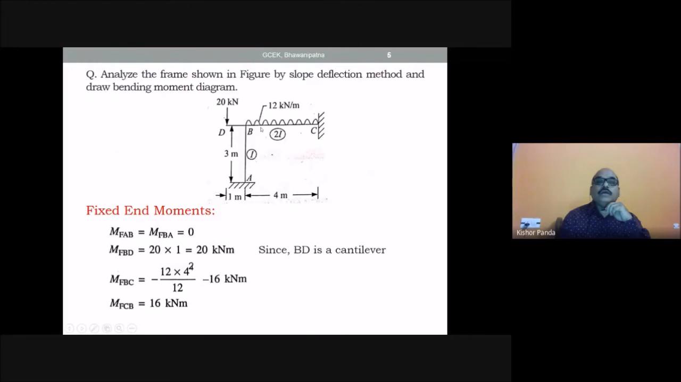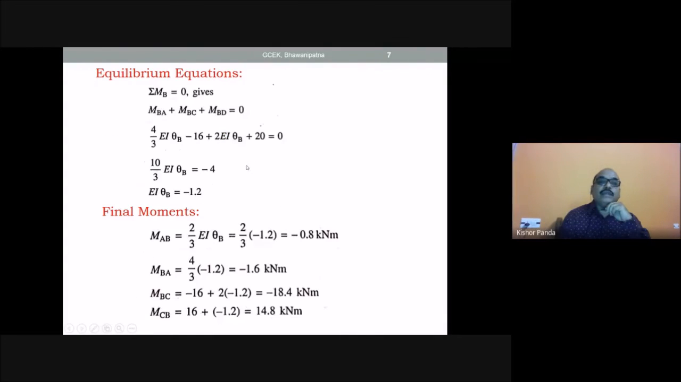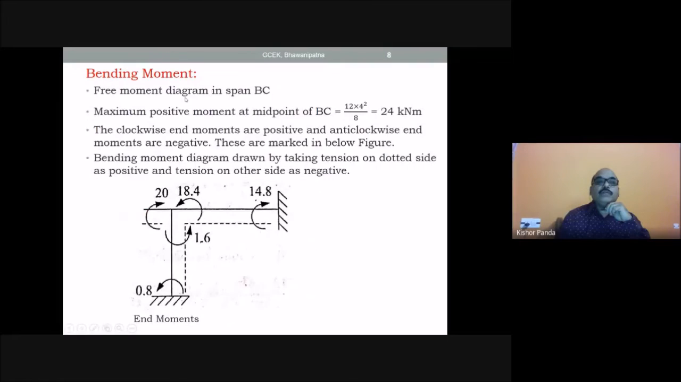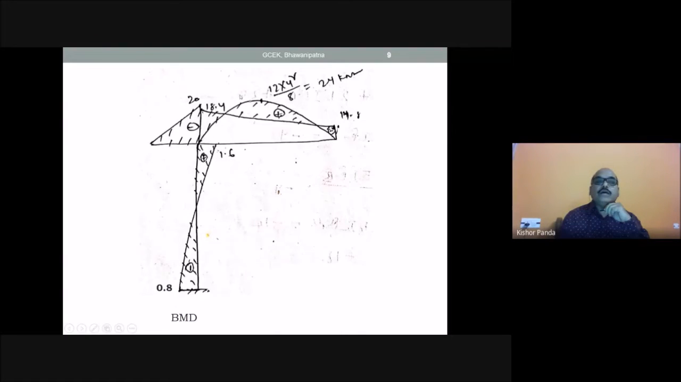Here you see this is the UDL. Due to this UDL, you have to find out the maximum positive moment. You have to draw the free bending moment diagram in span BC. The maximum positive moment at the midpoint of BC is equal to WL squared by 8. W is 12 and L is 4, so 12 times 16 by 8 is 24 kilonewton meter. So this is the positive moment diagram, 24 kilonewton meter.